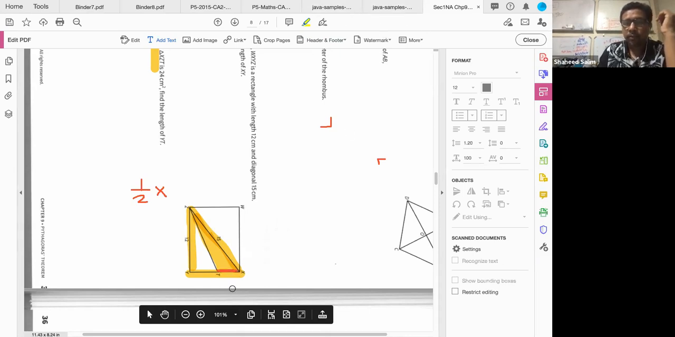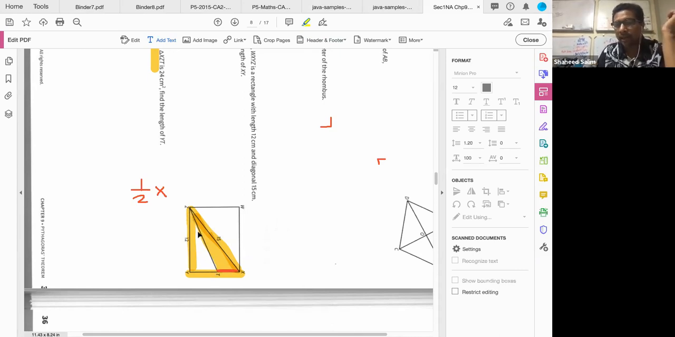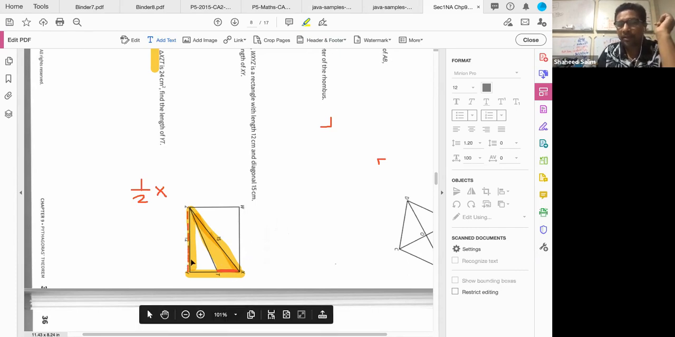Anyone? Is this a height? You agree, this is the height? You agree this ZT is a height? Let's see now. Someone sent me something again. ZY, yes, ZY is a height. Now, why is ZY the height? Because the height must be perpendicular to the base.